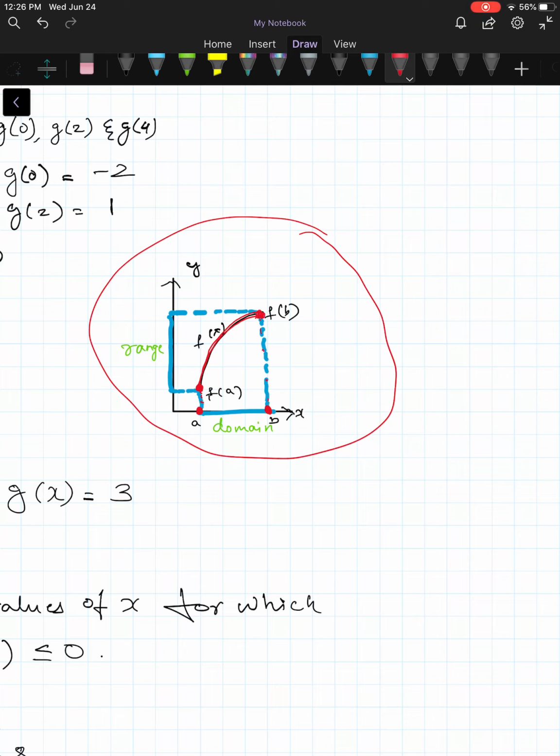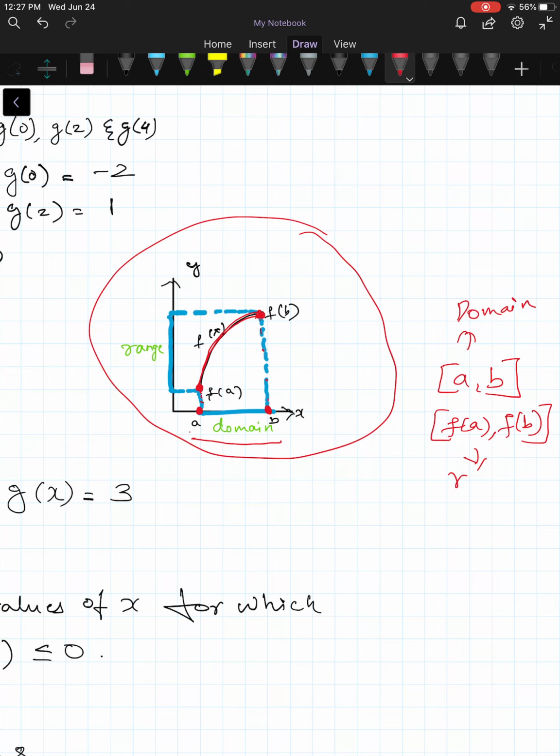The domain is nothing but the input values a to b, that is, the closed interval [a, b] is the domain, and its corresponding functional values on the y-axis will be the range. So f of a comma f of b will be the range. To see the domain, you look at the x-axis of the graph, and to see the range, you look at the corresponding functional values on the y-axis of the graph. So this is the domain and this is the range.